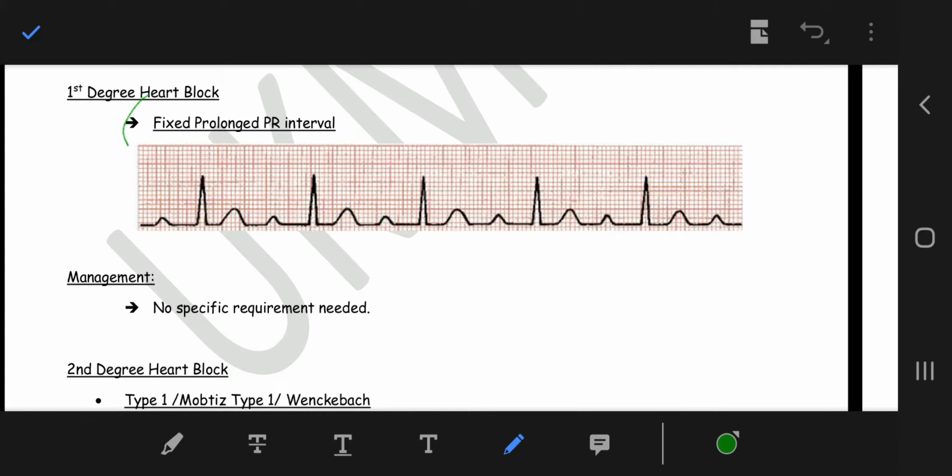The key word here is fixed, meaning all of these PR intervals, even though they're prolonged, are fixed and constant. They do not get longer or shorter. In the exam they ask you about diagnosis of first degree heart block only from an ECG. Management wise, they don't really focus on that because there is no specific requirement needed.